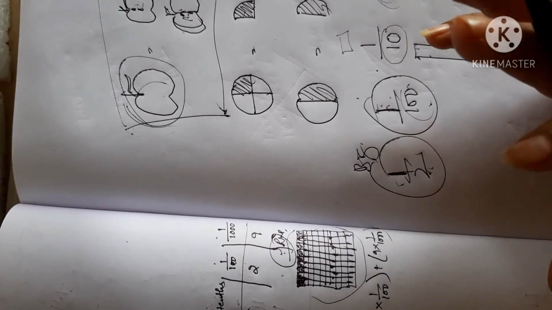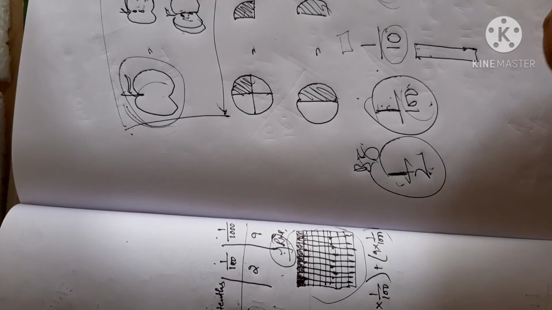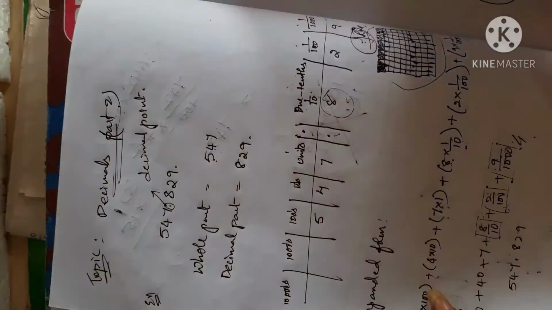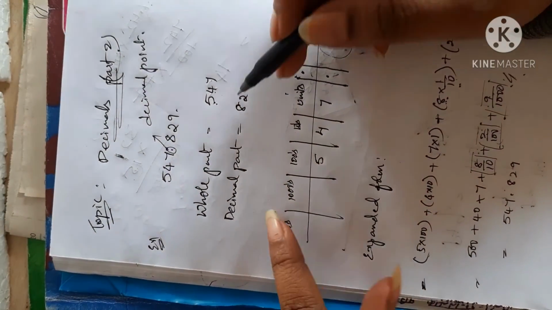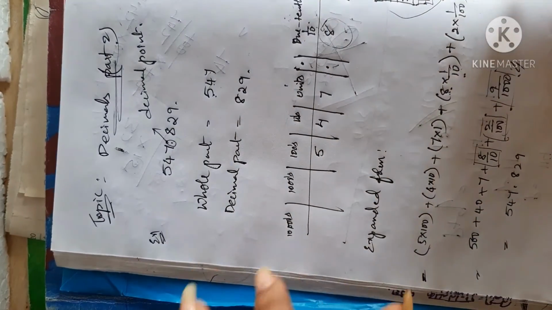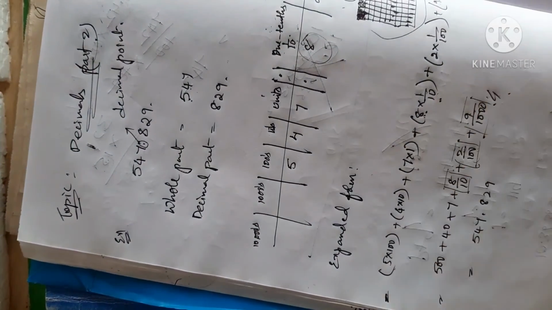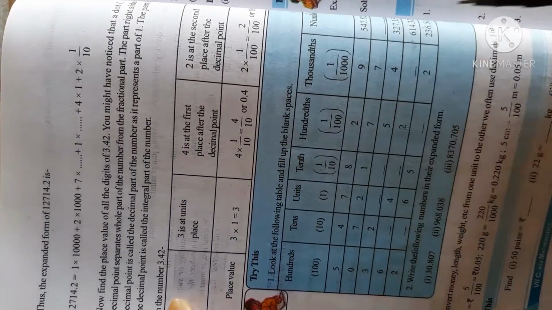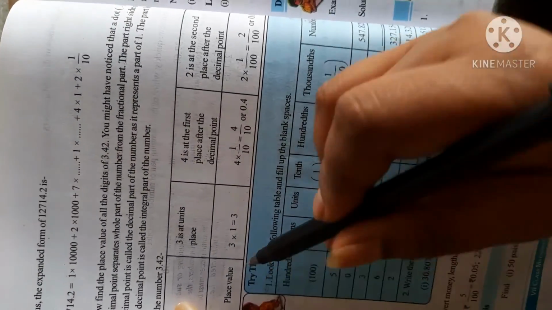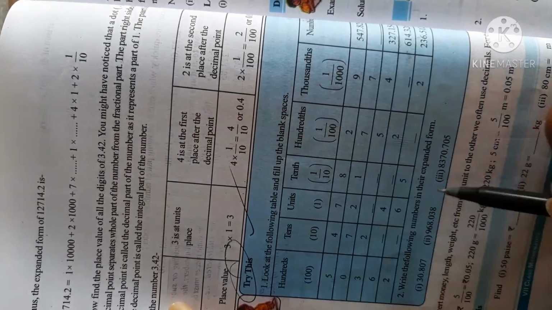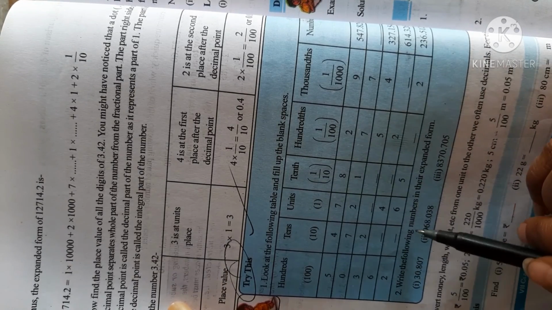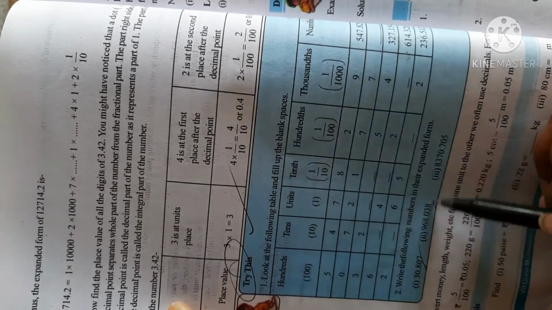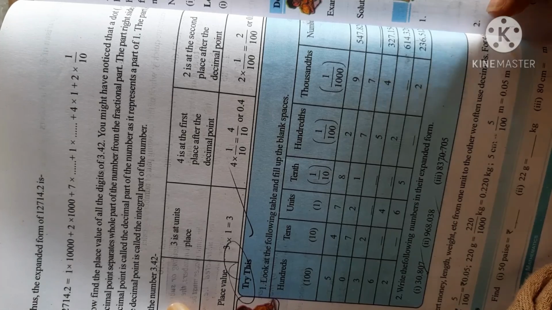Think mathematics practically. This is how we are going to do the decimal numbers expanded form. The same thing you need to do here also. I hope everyone can solve this one. Now check out page number 44. I want everyone to solve this. Write the following numbers in their expanded form. Even this also you need to solve. Clear? Thank you.